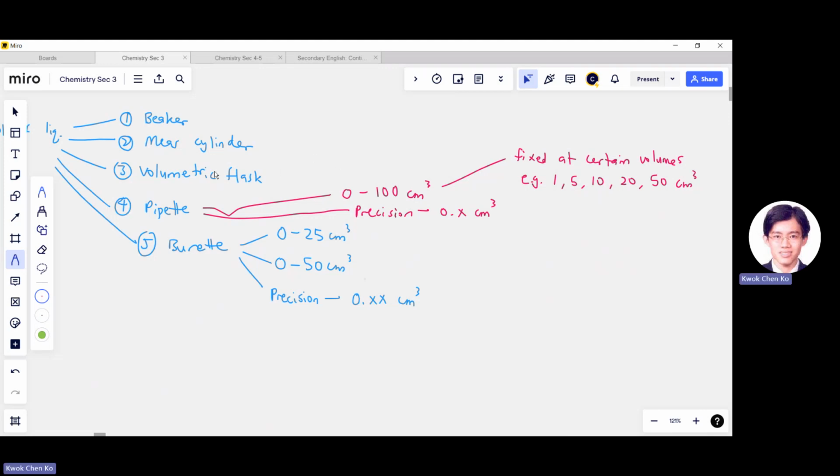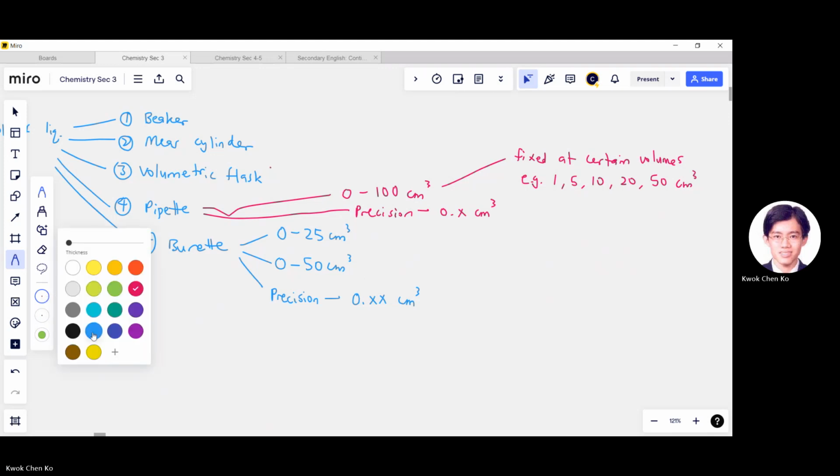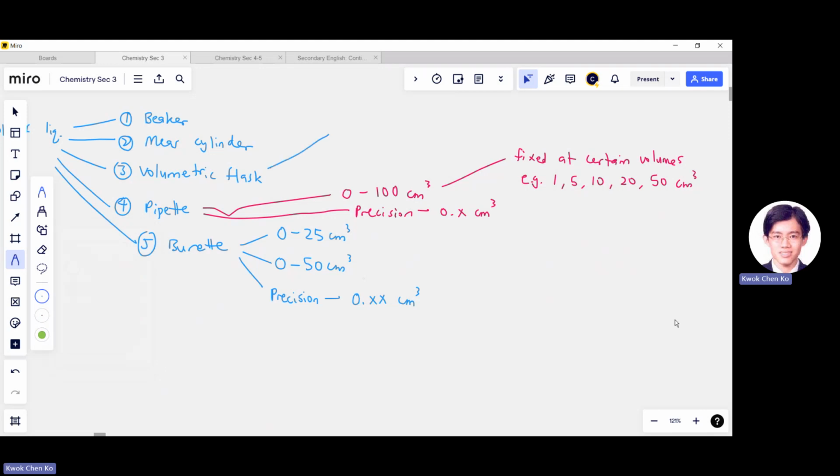Sabrina, when do we use a volumetric flask? Yep, it's a fixed volume too. Do you know how big you can go to? 100 plus. It's more than that. It can go all the way. The largest I've seen is 5 liters. I believe there are larger ones, but they are very difficult to use.